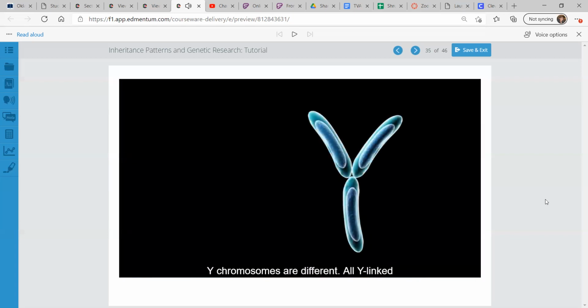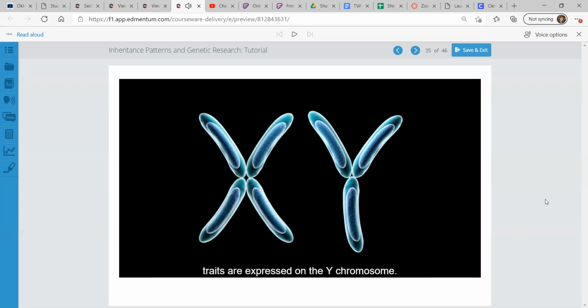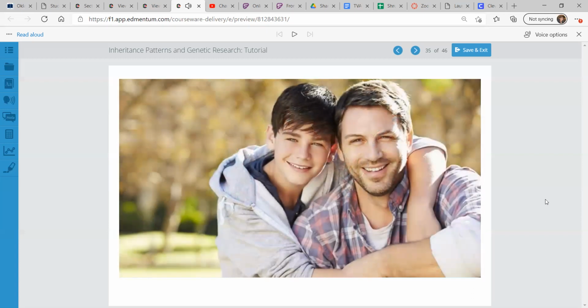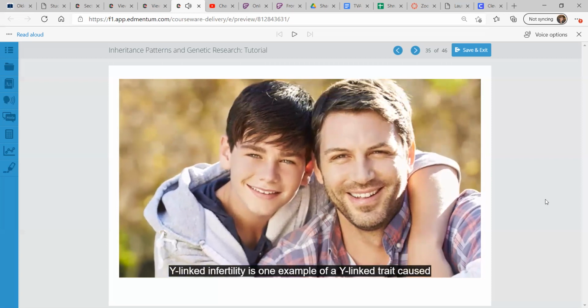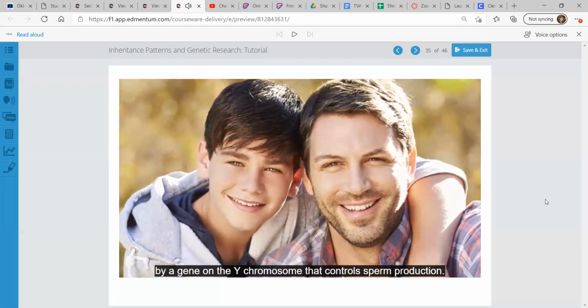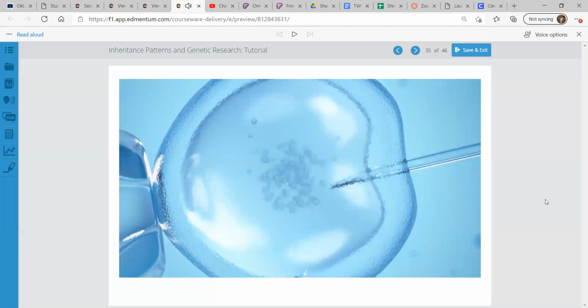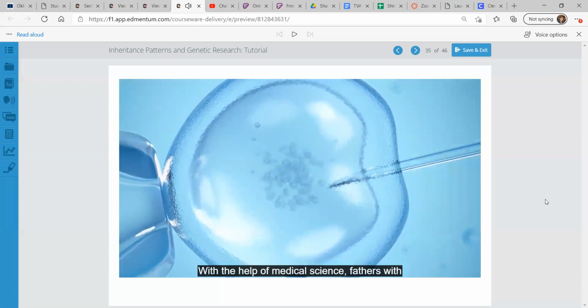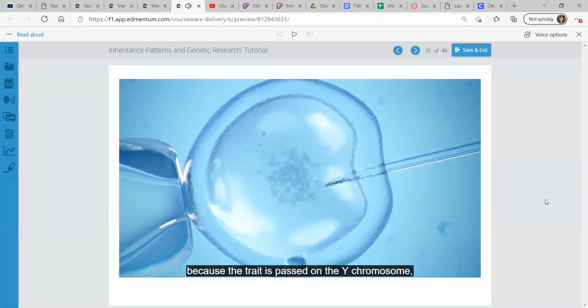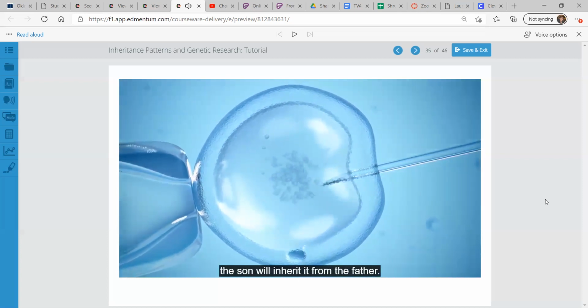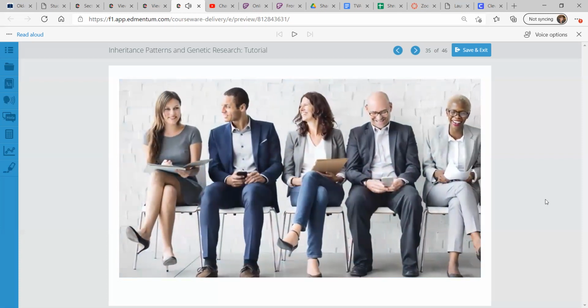Y chromosomes are different. All Y-linked traits are expressed on the Y chromosome. The Y chromosome is smaller than the X chromosome, so fewer genes are Y-linked. Y-linked infertility is one example of a Y-linked trait caused by a gene on the Y chromosome that controls sperm production. With the help of medical science, fathers with this trait can sometimes conceive children. But because the trait is passed on the Y chromosome, the son will inherit it from the father.